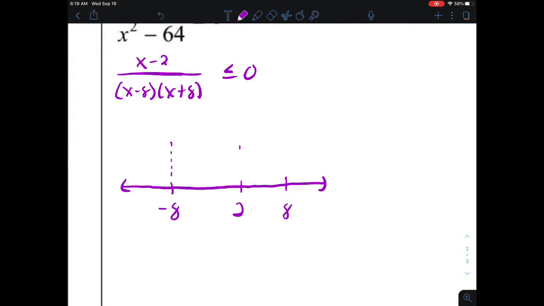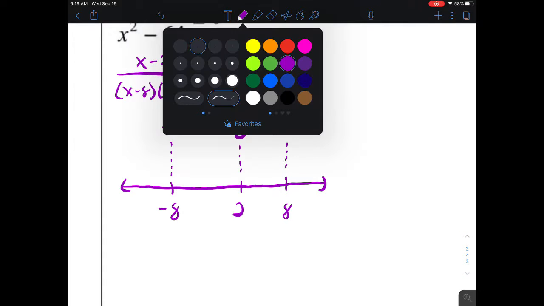Now, make a note to yourself what happens at those numbers. Negative 8 and positive 8 were undefined, so I'm going to write D and E. And when we put 2 in, we equal 0 because it makes the top 0. So now we need a test around those numbers.